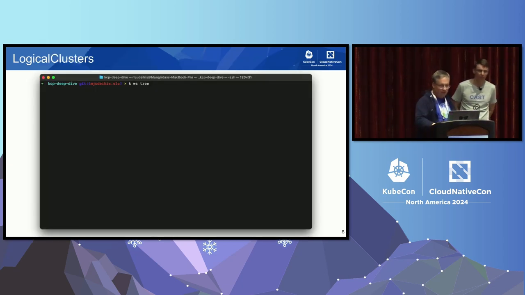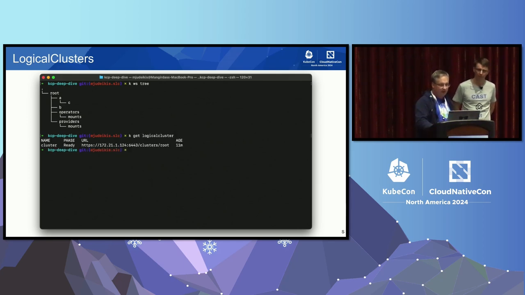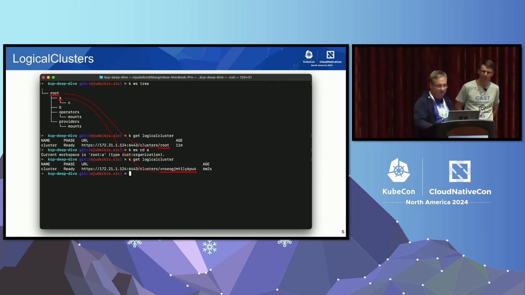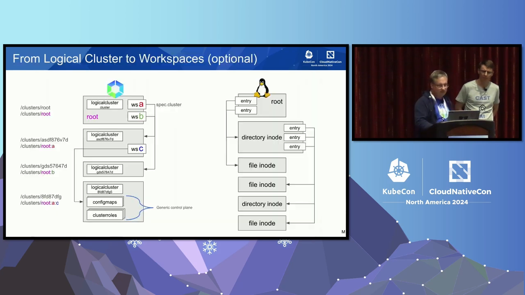All right, how does it look? This is not really KCP core, but it's a convenient extension. There's a plugin for kubectl, WS, and here's the hierarchy we have seen. There are some more workspaces which we use for a demo later. You can look at the logical cluster object. It's always called cluster, so it's always the same name, but the prefix in etcd is different. You can go into A and again look at this object. It always exists, and you see the reference, how they are connected.